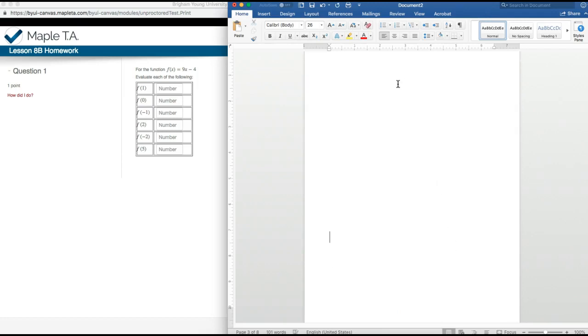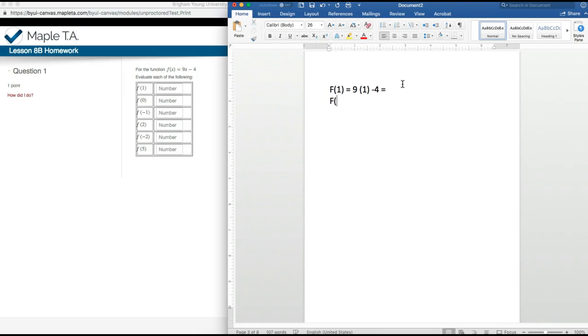So I want f of 1. So every time I see x in the function, I will put parentheses around that x and put a 1 to replace it or substitute. And then we'll go through and solve that in a minute. So I'll set this up just by typing that in.